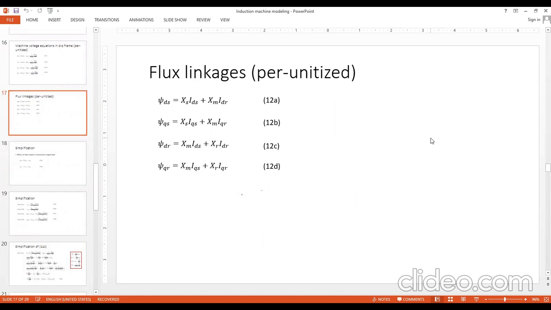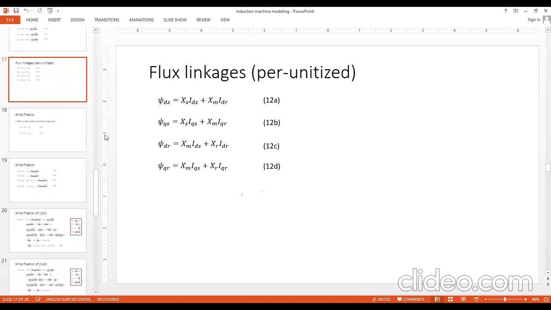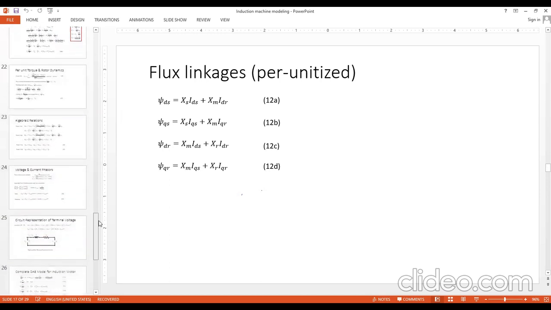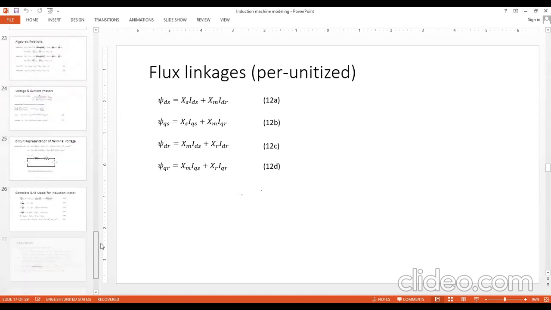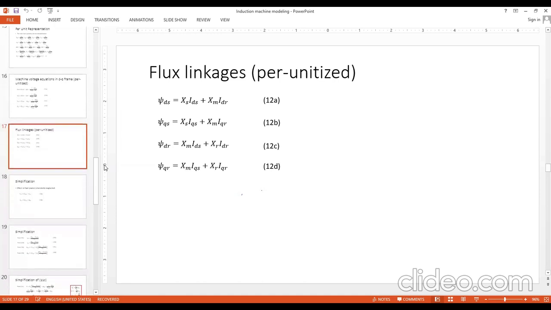Okay, so I think we can stop here today, and inshallah in the next class we will continue from the next slide. What we would do next is go for some simplifications, as we did for the case of the synchronous machine. And once we go through some simplifications, probably we would be in a better position to represent the system in state space form. Okay, so that's it for today.